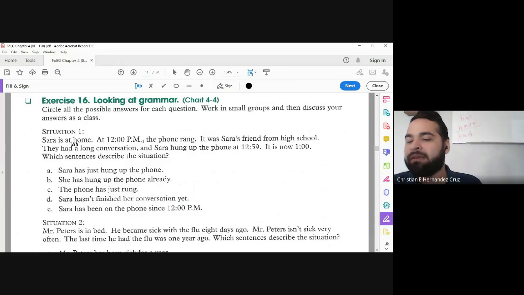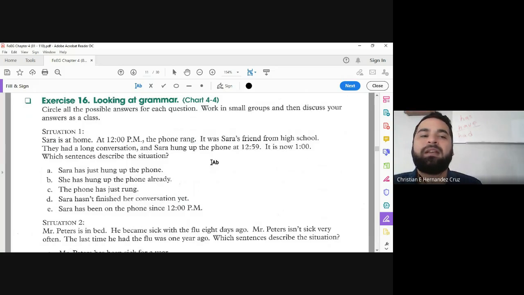Situation 1. Sarah is at home. At 12 p.m., the phone rang. It was Sarah's friend from high school. They had a long conversation, and Sarah hung up the phone at 12:59. It is now 1. Which of these sentences describe the situation? At 12, she got a phone call, and that phone call lasted 59 minutes, and now it is 1 o'clock. So it's been 1 hour since the phone rang.